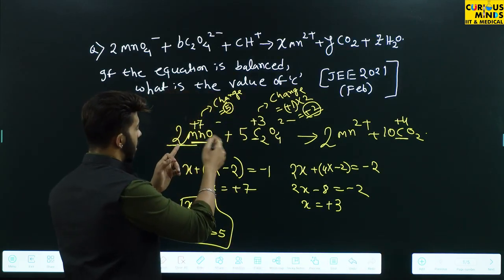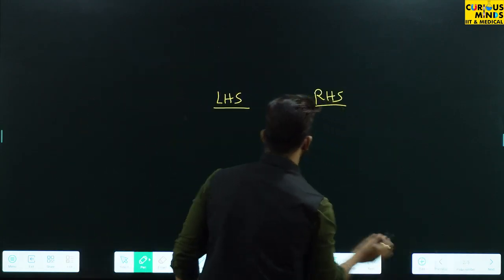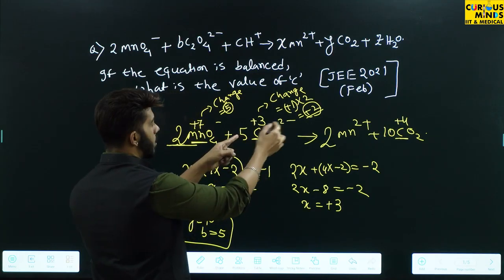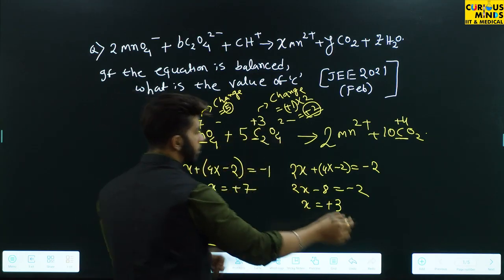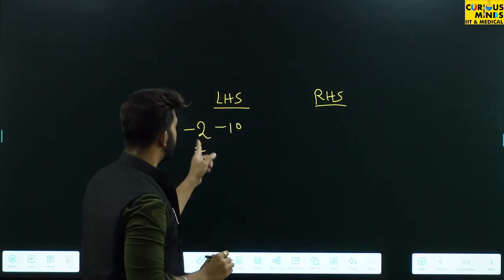Can you see the charge on the left side? It's 2 minus, so it will be minus 2. What else? 5 minus 2. So it's minus 10, right? Minus 10. So what is in total? In total it will be minus 12.